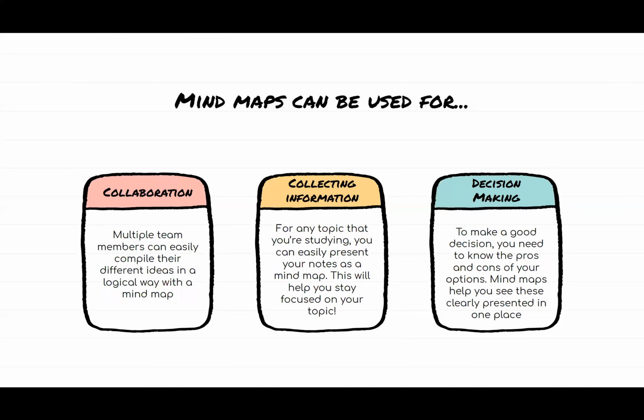much easier to memorize or learn new things as opposed to, say, just traditional lists or just a jotted down sentence. Mind maps can also be used for collaboration. When you work in a team or when you work with multiple people, it can become very easy to compile their ideas and just put it logically on a mind map.